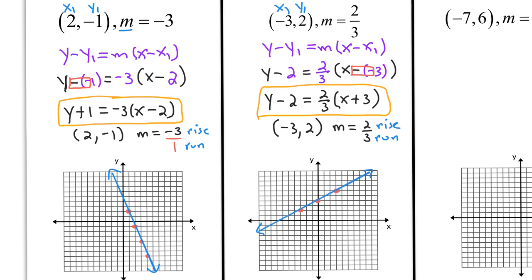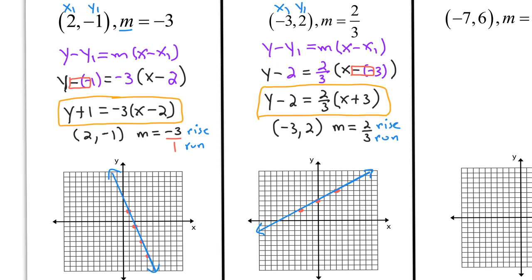And we have the graph. So this graph has a positive slope. It's going uphill, 3 over 2. That's the slope. And it's crossing the point negative 3, 2 right there. And this point slope form is y minus 2 equals 2 over 3 times the quantity of x plus 3.